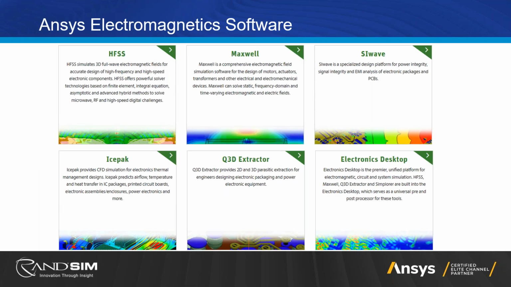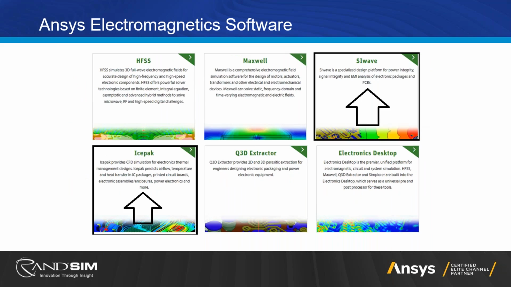So here's just an overview of the electronics software. I wanted to bring this up because we talk about the different softwares, and there are quite a few within the Electronics Desktop and the other user interfaces. We have HFSS, which is the high-frequency tool for 3D simulation; Maxwell, the low-frequency 3D tool; SIwave, which we're going to be talking about today; Icepak, the thermal solver, which we're also going to be highlighting today; and Q3D Extractor, a parasitic extraction tool. Most of these, except for SIwave, are all housed within the Electronics Desktop. So again, the goal here is that we're going to be talking specifically about SIwave as well as Icepak.